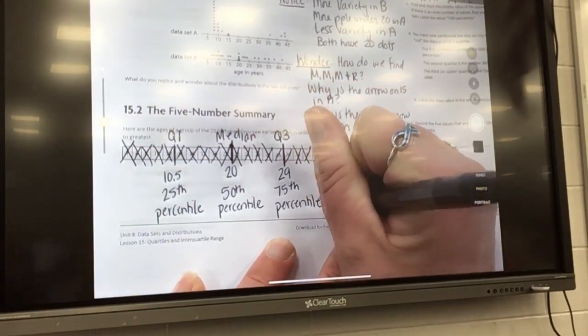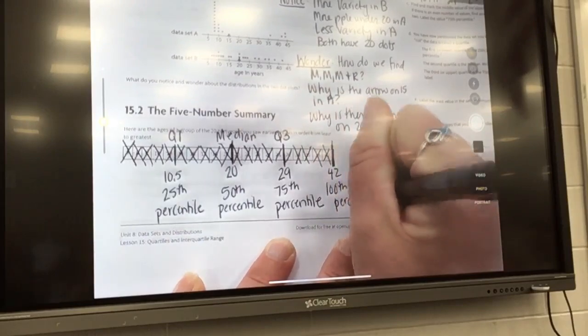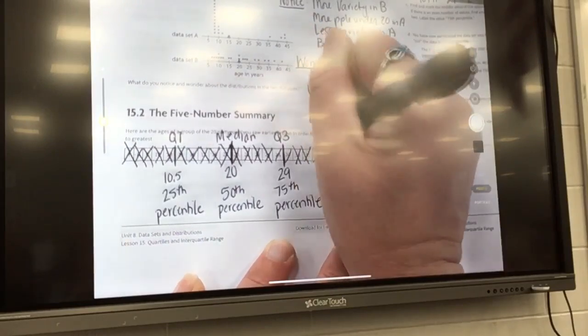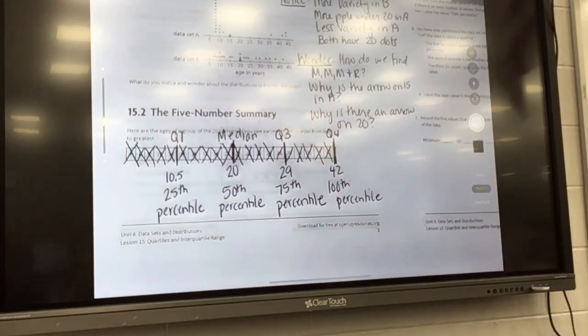And I know it doesn't ask that, but I want you guys to understand. This would actually be labeled as your Q4. Okay? That's a little extra, you don't need to necessarily know that right now for 6th grade. It's good for you to see a visual of how many sections it is broken into now. 4. Broken into 4. 25% of each part of your data.